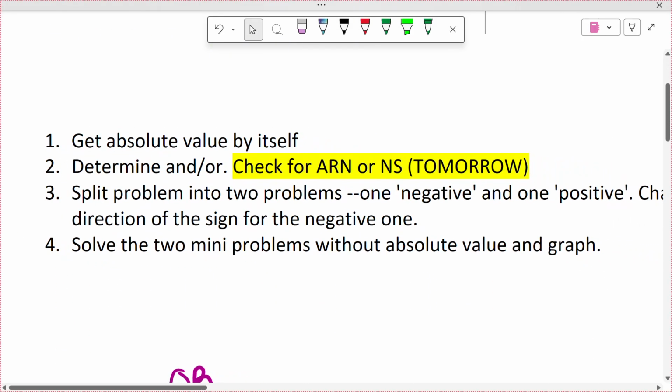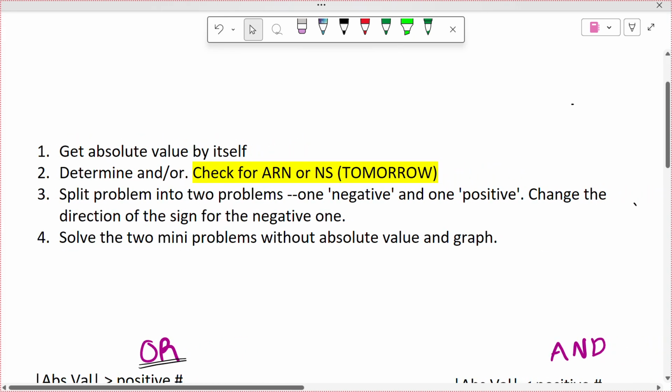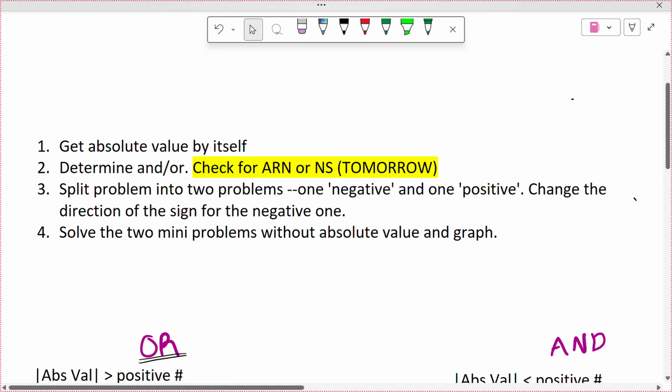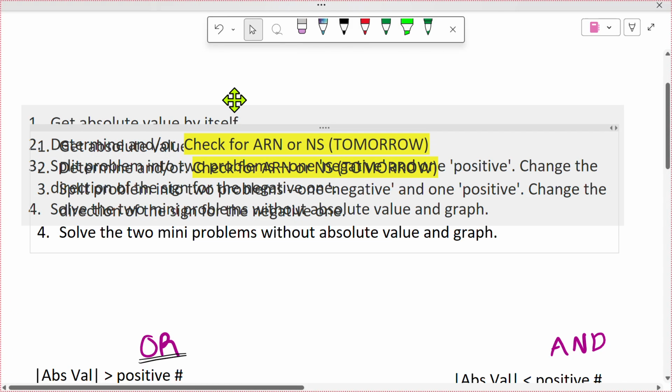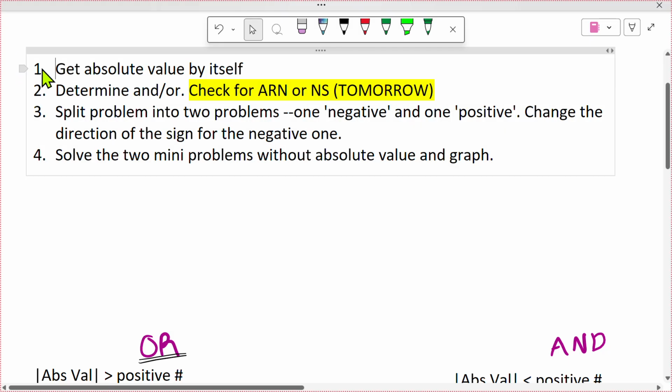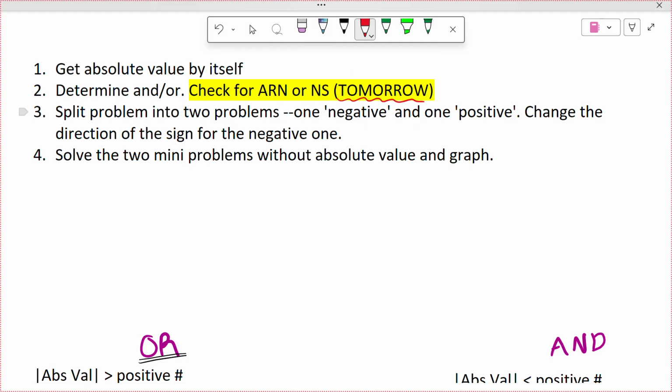So we are going to do absolute value inequalities. The process is essentially the same as equations, or at least the solving steps. The graphing is going to look a little different. These are our steps for today. Step 1 is to get the absolute value by itself. This is pretty much always done for you, but you would want to make sure the absolute value doesn't have anything by it. Then you're going to determine if it's an and or an or problem. We'll get to that in a minute. And you're going to check to see if the problem is all real numbers or no solution. That's what we'll talk about tomorrow when I come back.